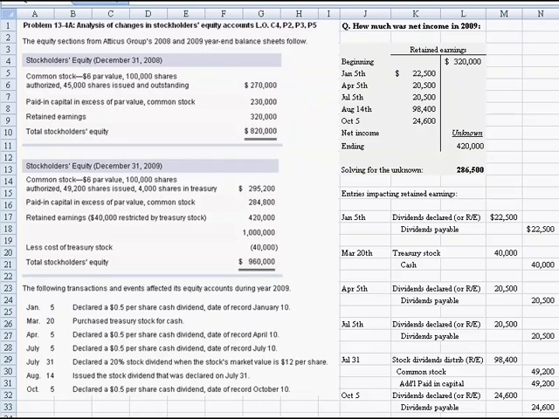Okay, hi everyone. Let's take a look at problem 13-4A, which is an analysis of changes in stockholders' equity accounts. Now, I'm not going to work all of this problem, and I also have the screen resolution turned down, for pretty small font. But that's because I have a lot to show on the screen, and I think it makes sense for us to see it all in one shot. Okay, what I am going to concentrate on is just this ending portion right here. This ending question that says, how much was net income in 2009?